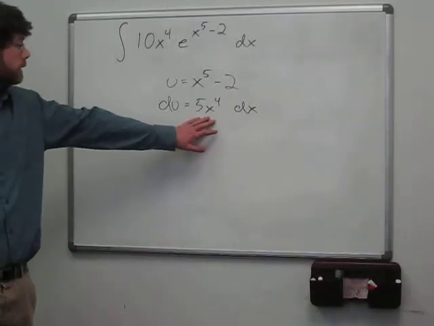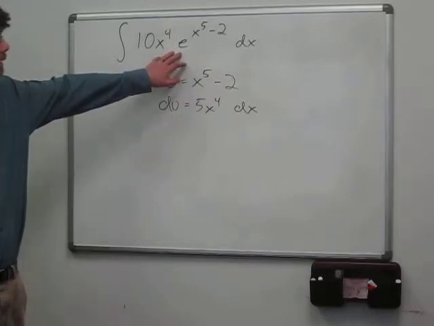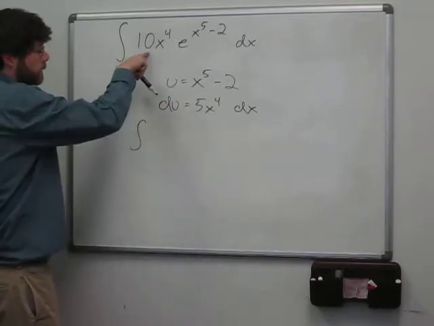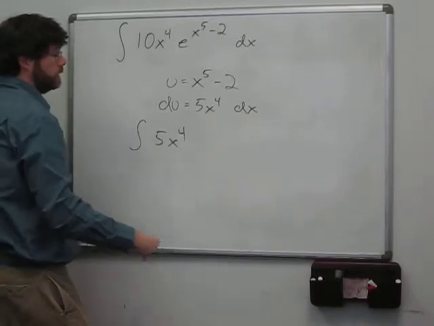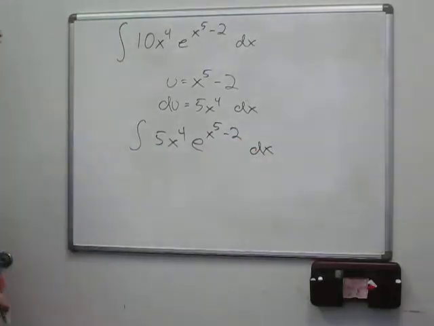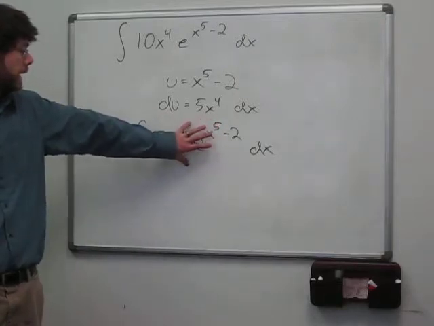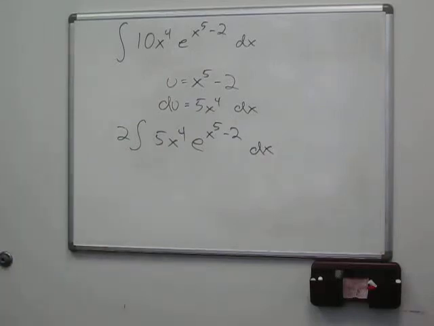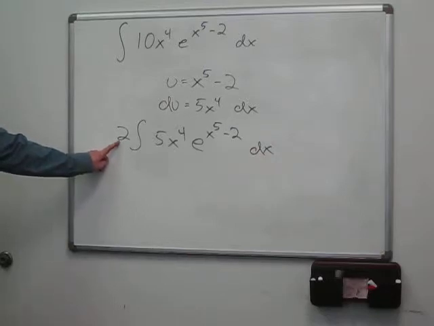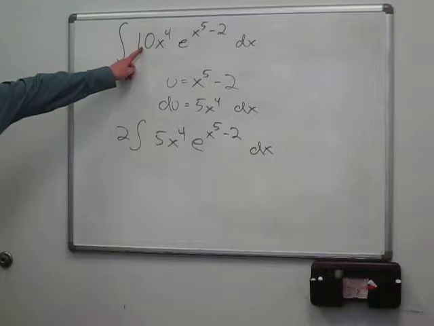Now our differential here does not show up exactly in this integrand, right? But 10 is just 2 times 5, right? So I can rewrite this integral as 5x to the fourth e to the power dx. And the 2 times 5, I'm going to move the 2 outside the integral, just so everything inside the integral matches up with my substitution exactly. And again, constant multiples, you can move them inside or outside the integrand. So if we just move the 2 inside and multiply by the 5, we'll get back to our 10.